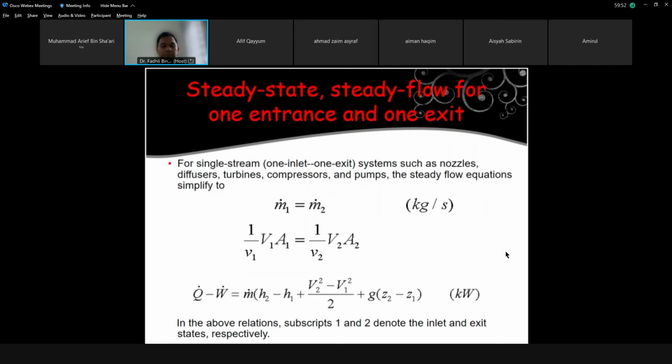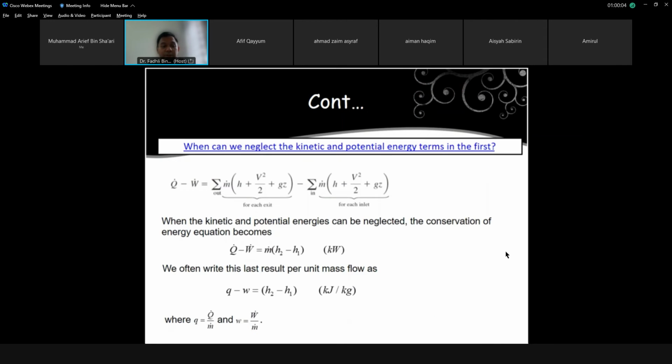Steady state, steady flow for one entrance and one exit. Ini untuk case single inlet and single outlet. The energy balance equation dan juga mass balance equation. You can have a look at this.